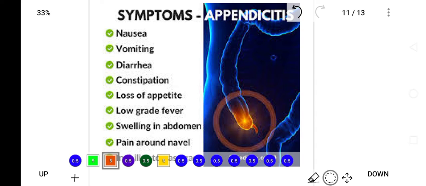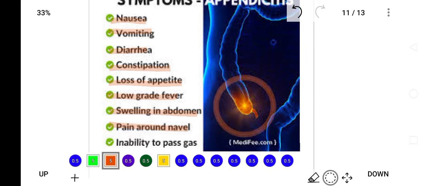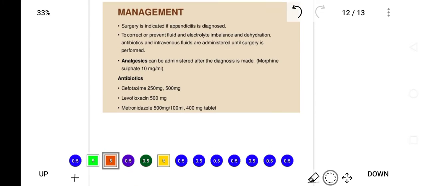The patient will complain of nausea, vomiting, diarrhea, constipation, loss of appetite, low-grade fever, swelling in the abdomen, and pain around the navel or umbilicus. These are the clinical features. Rovsing's sign will be positive.